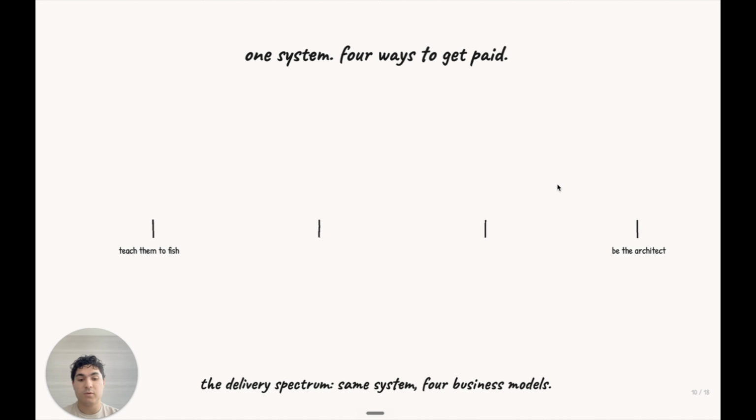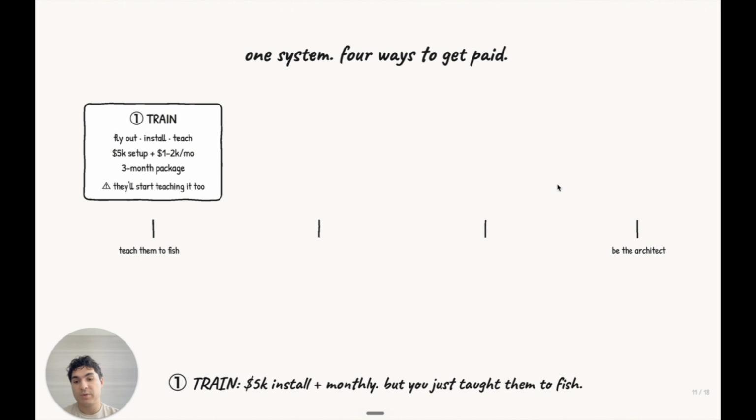So there's one system, and there are 4 ways to actually get paid around this. You can teach them how to fish, right? Which means you're going to train, you're going to fly out, you're going to install, teach.